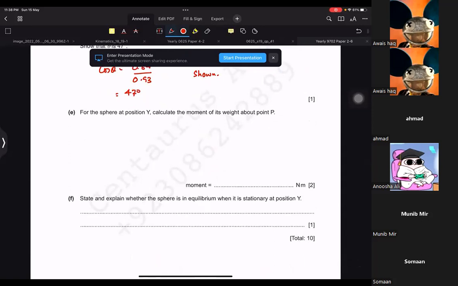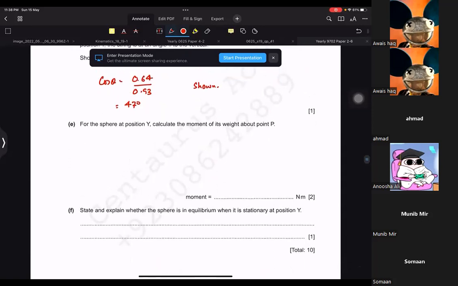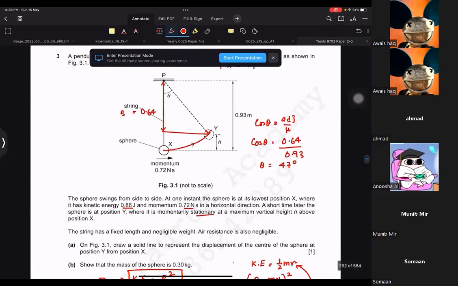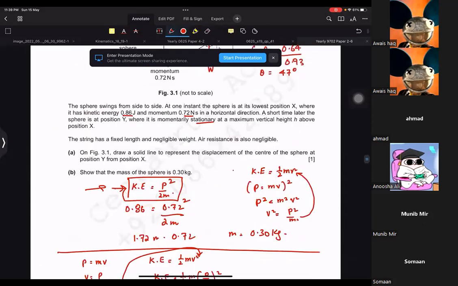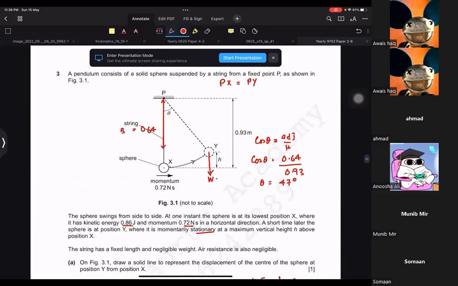Now it says, for position Y, calculate the moment of weight. Okay. This paper is difficult. Wow. Weight is here. So we have the mass, we do have the mass. So weight is here, and I want to find the perpendicular distance. The perpendicular distance should be from here till here, you know, this distance. Well, I could do that.